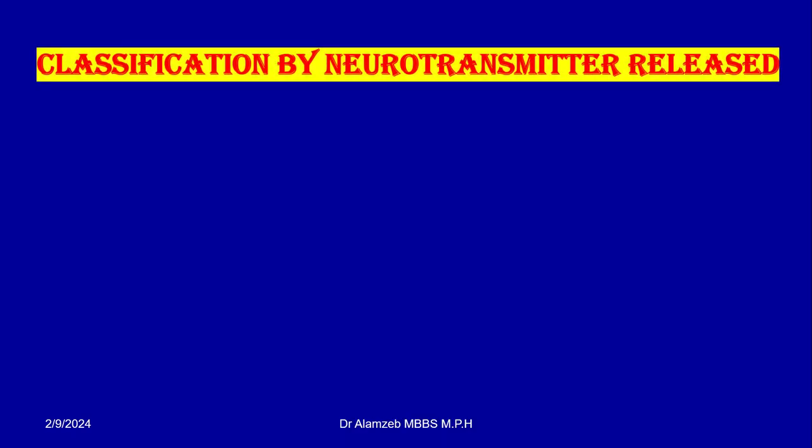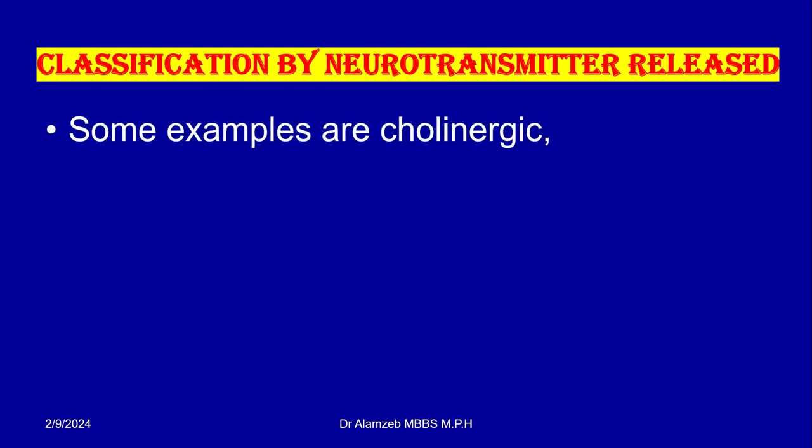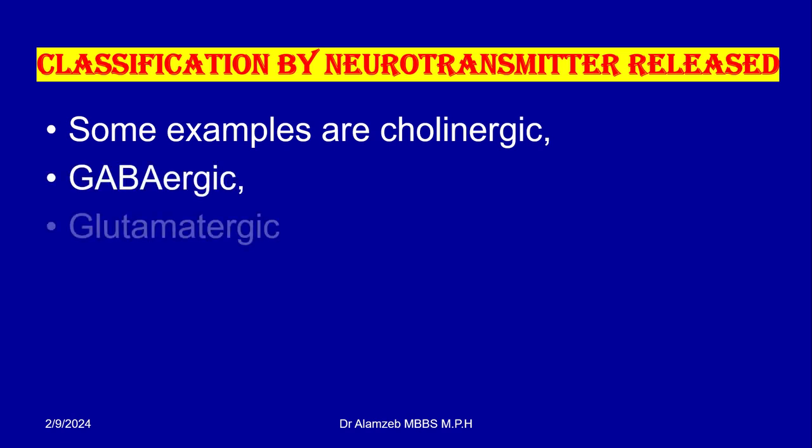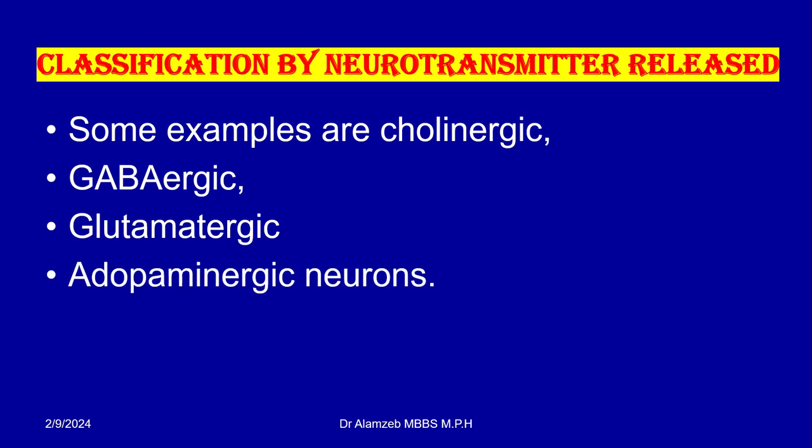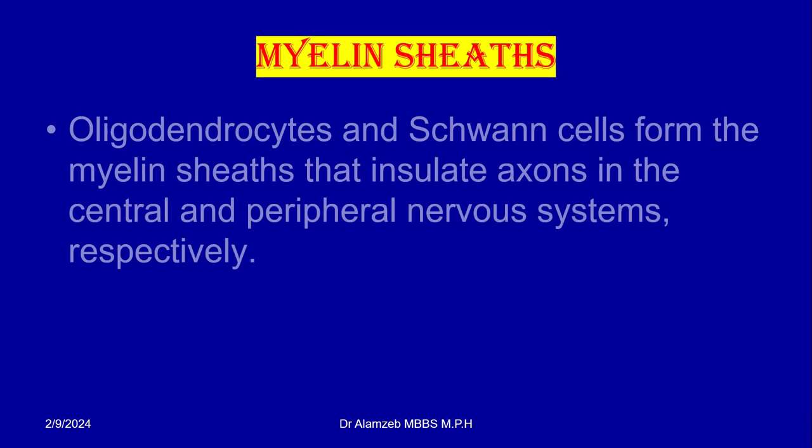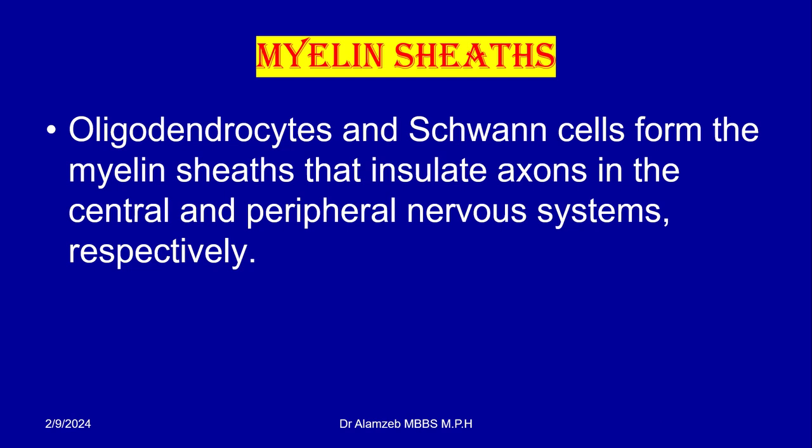Classification by neurotransmitter released by the neurons. Some examples are cholinergic, GABAergic, glutamatergic, and dopaminergic neurons. Myelin sheath. Oligodendrocytes and Schwann cells form the myelin sheath that insulates axons in the central and peripheral nervous system respectively. The Schwann cells coat the axon in the peripheral nerve.